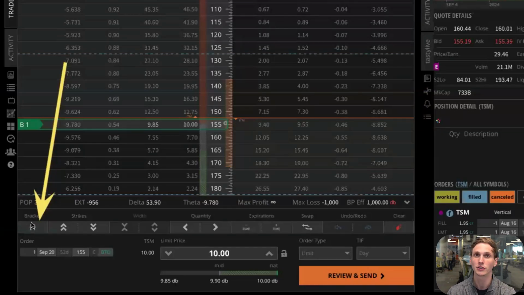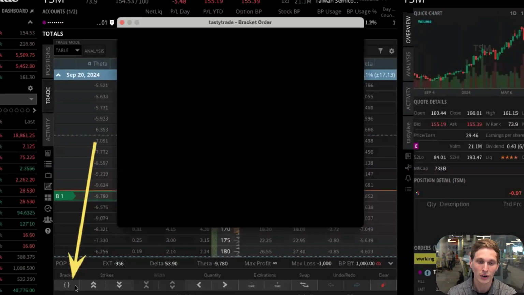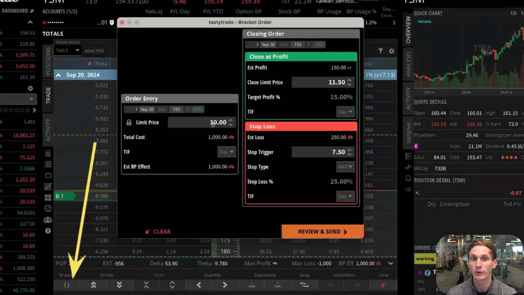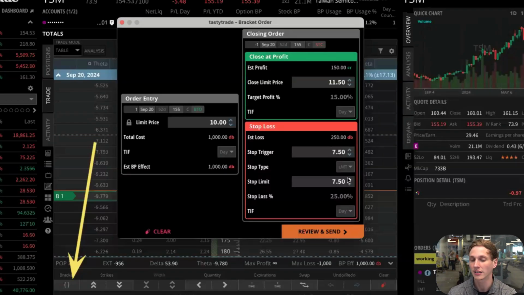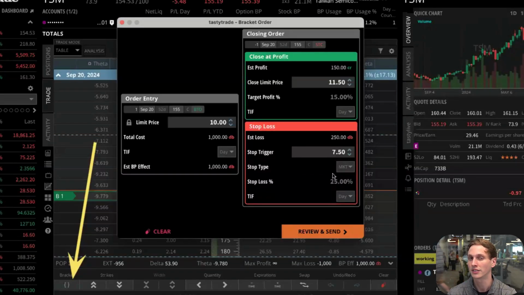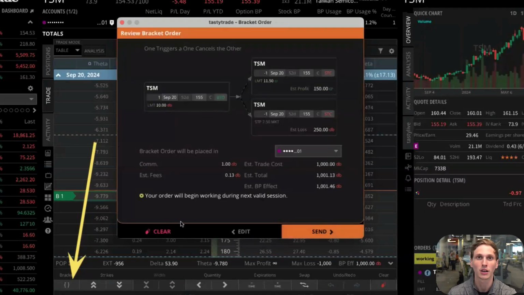So if you wanted to open a trade and then have a bracket order automatically start working afterwards, you can click on bracket right here. And now we can set our order's limit price for entry, as well as our take profit and stop loss. And what's nice about single-legged options is that you will be able to set it as either a stop limit or a stop market order. Once you're ready, you can go ahead and ship it off just like we did.